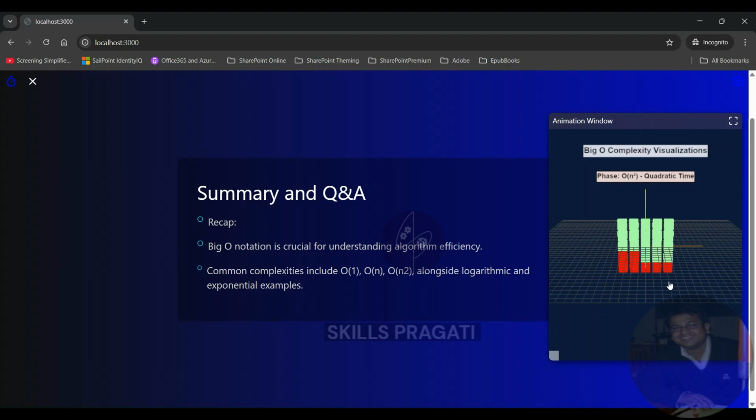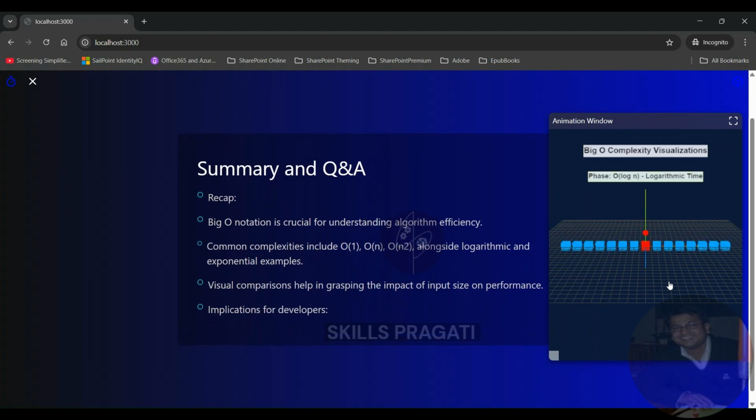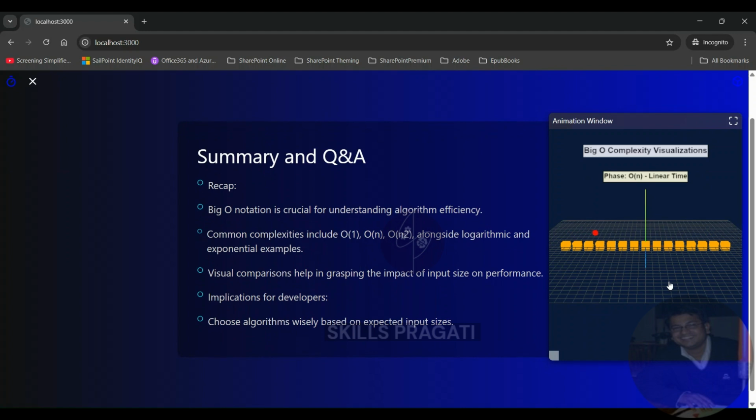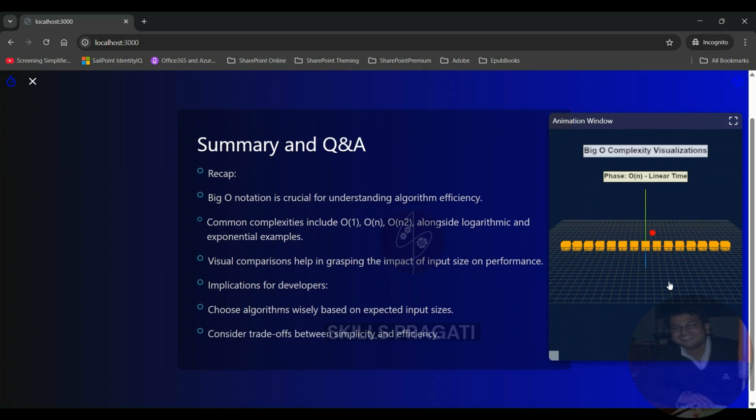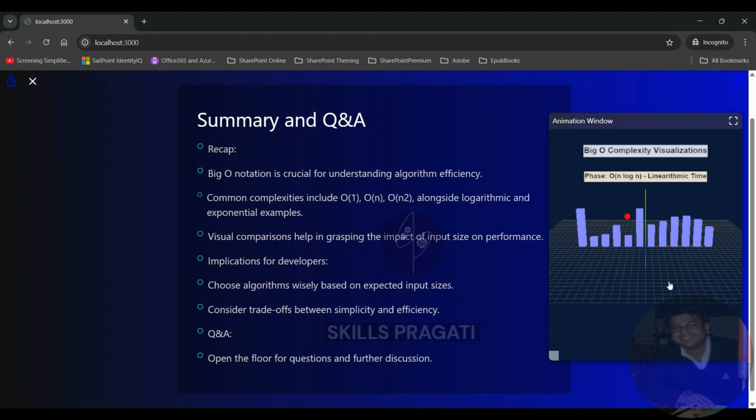We've reviewed common complexities, including constant, linear, and quadratic time, as well as logarithmic, linearithmic, exponential, and even factorial growth. These visual comparisons help us grasp how input size impacts performance. As developers, it's crucial to choose algorithms based on expected input sizes and to consider trade-offs between simplicity and efficiency.